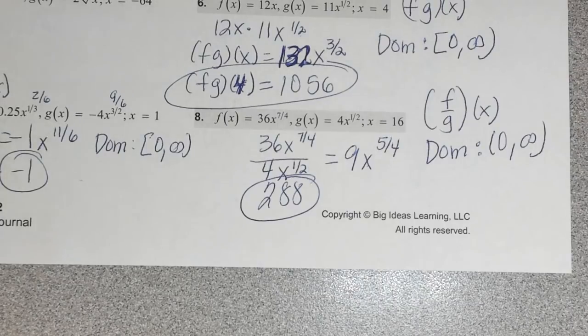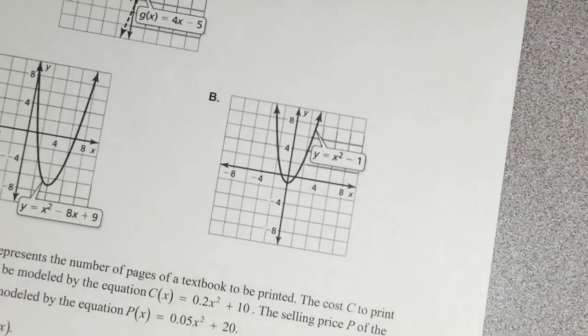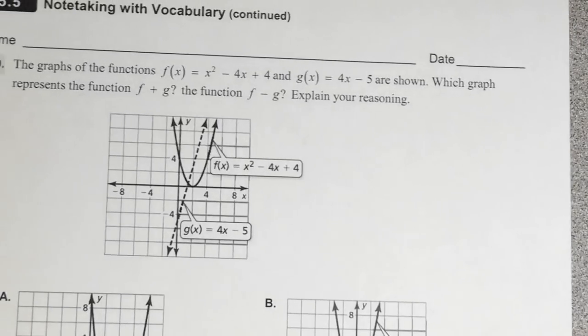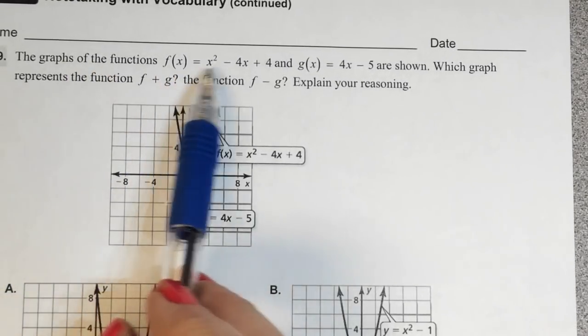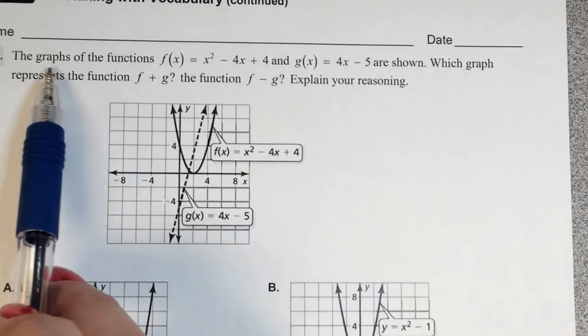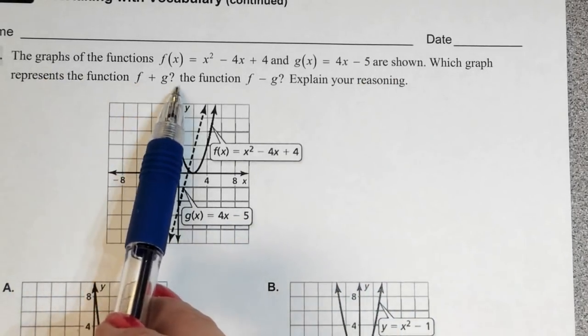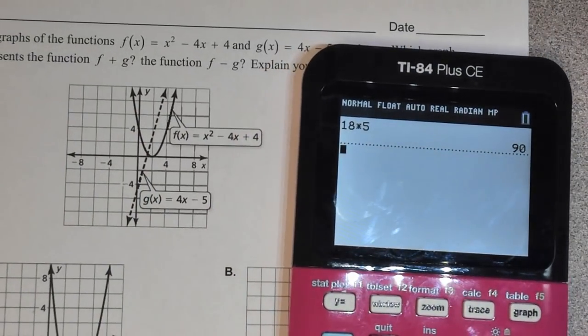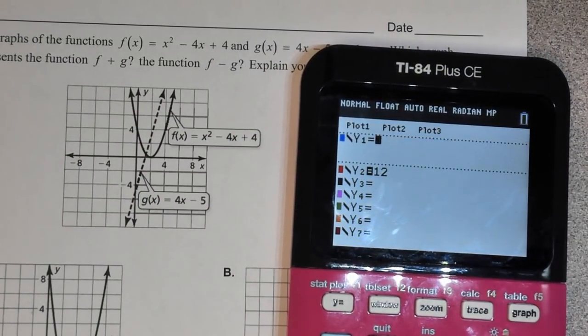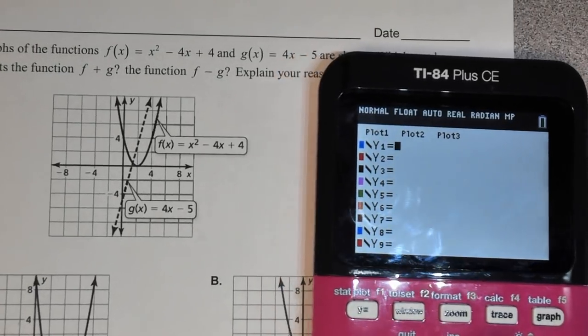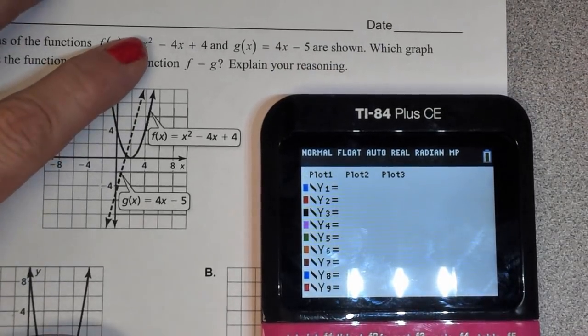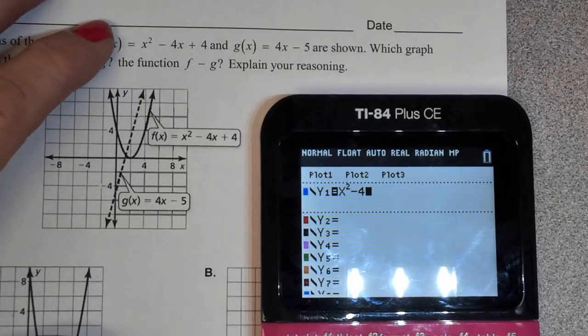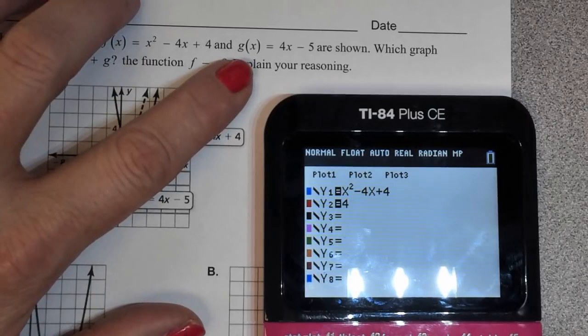All right, guys. Calculator stuff now, just 2 more. This is a really neat thing we can do in our calculator. It says the graphs of f of x and g of x are shown. Which graph represents the function of f plus g? If we don't feel like adding functions, we can actually make our calculators do it for us. Everybody go to y equals. We're going to put in our f function, which is x squared minus 4x plus 4. Let's put in our g function, 4x minus 5.